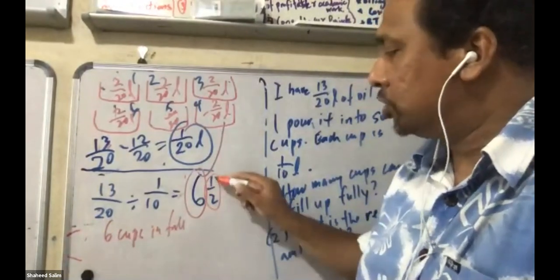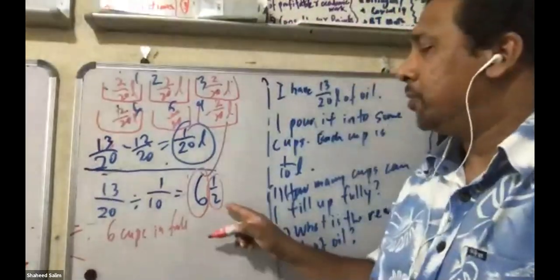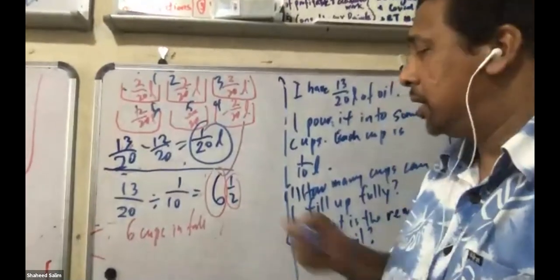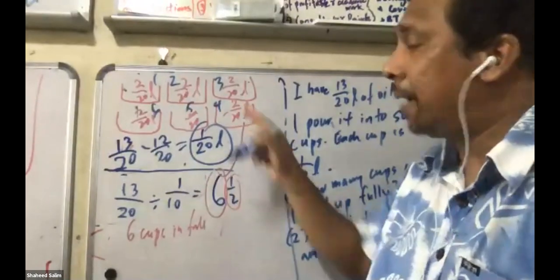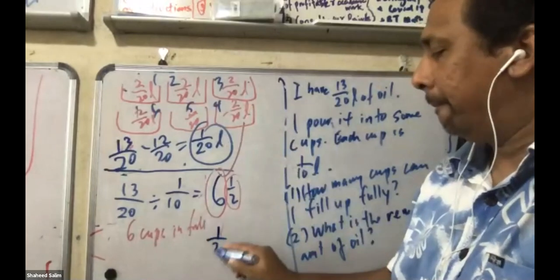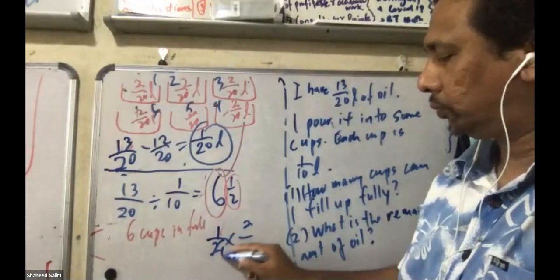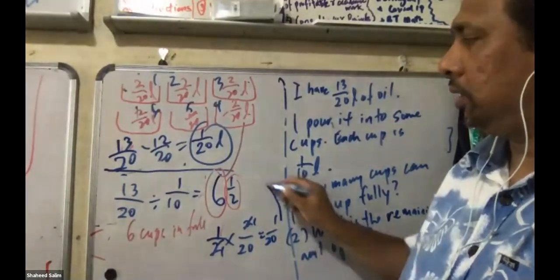But this half is not half a liter, no. Not logical. If you say half a liter, a lot of students say this remainder is half a liter. No, not half a liter. It's half a cup. What is half a cup? Half times 2/20 equals 1/20. Can you see?